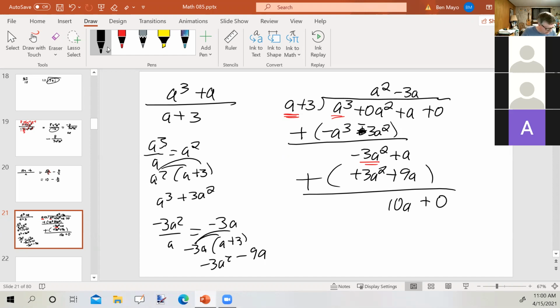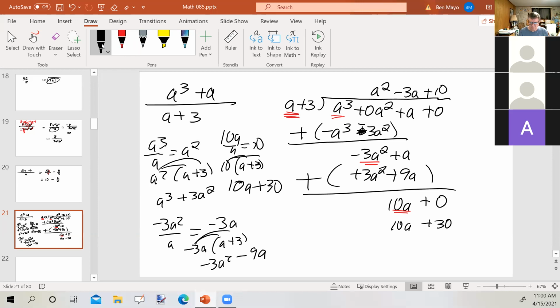Okay. So I'm going to take the leading term inside divided by the leading term outside. Let's see, 10a divided by a is 10, so plus 10. 10 times a plus 3 is 10a plus 30. Subtract that quantity from what's up above. Change it to addition of the opposite. Add up each column. 10a plus negative 10a is 0a. 0 plus negative 30 is negative 30.